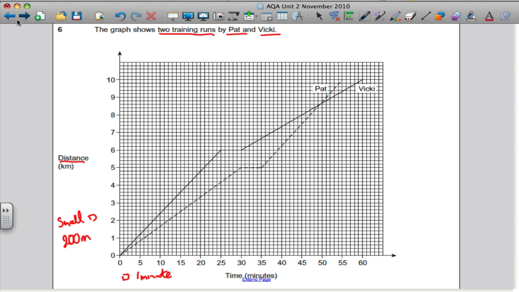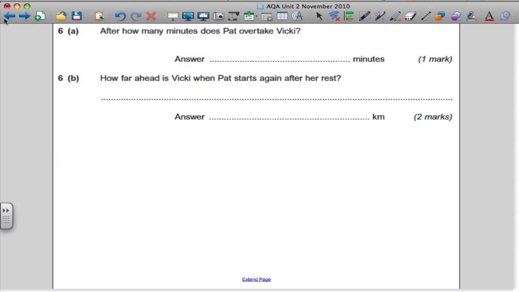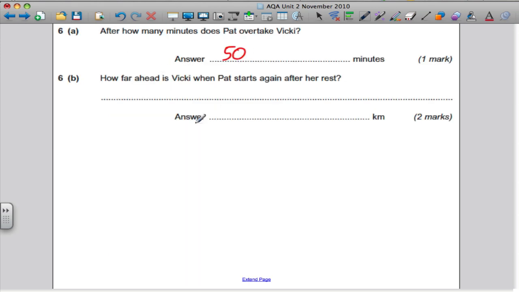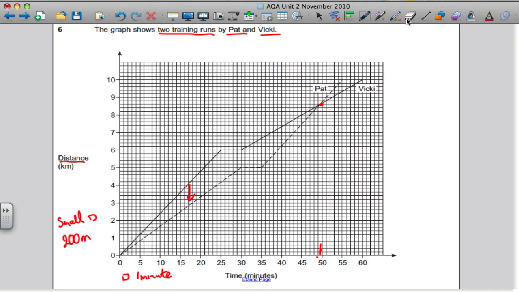Okay, let's have a look at the questions. After how many minutes does Pat overtake Vicky? So Pat is this one here. Pat has always travelled less distance than Vicky because her line is underneath Vicky's line until this point here where she suddenly overtakes her, and that looks to me like it's about 50 minutes. It's approximately 50 minutes. It is important in the exam actually to just draw a line, interpolate here just to show how you read off it was 50 minutes.